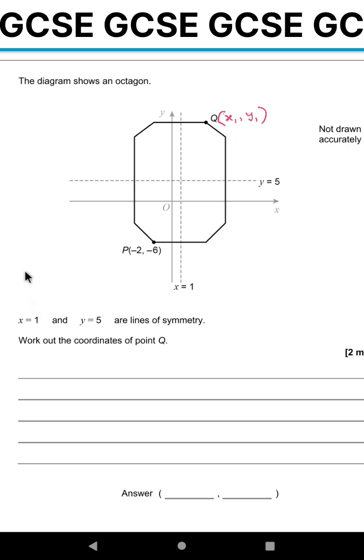Now these are lines of symmetry, and these two lines of symmetry meet at this point. Let's call this point M. Now this point M has a coordinate. The coordinate is x equals 1 and y equals 5. Now, how do we get this coordinate for Q?